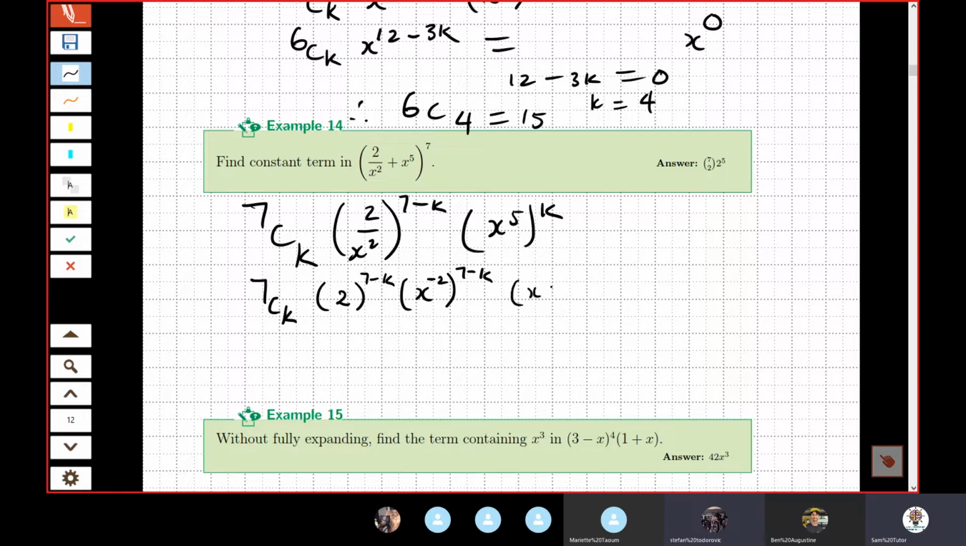All right. And then x to the power of 5k. Question. Yes. Why are we not allowed to just bring the x squared up and do 2x minus 2 to the power of minus 2? Are you not allowed to do that?